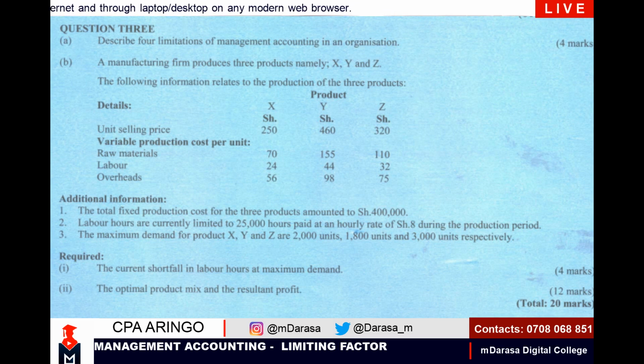So at this point, my good student, the examiner has given us a limiting factor. He has told us that we had a limiting factor on labor hours, which was limited to only 25,000 hours.